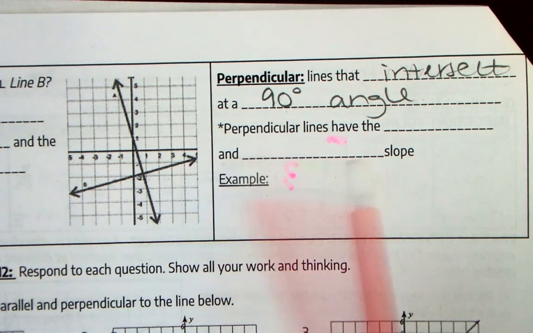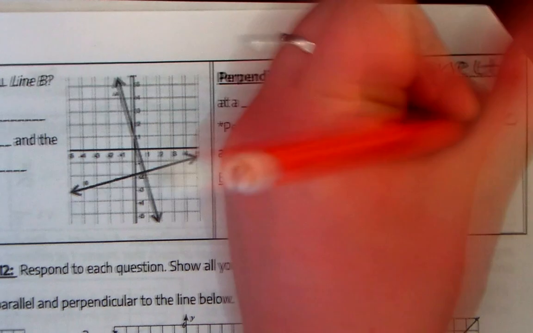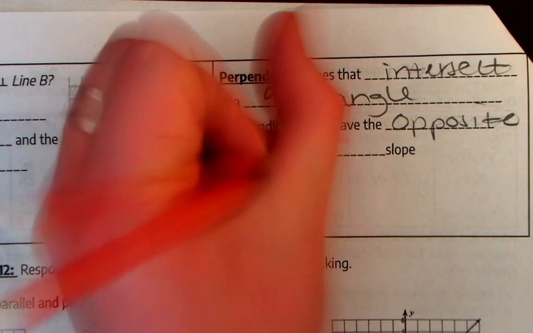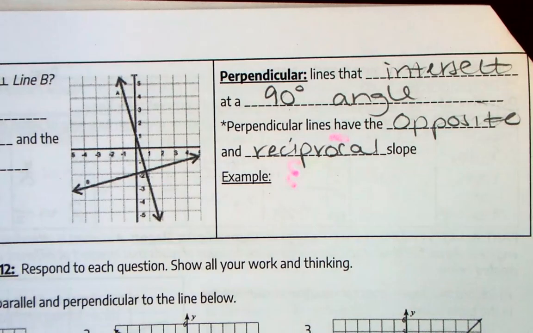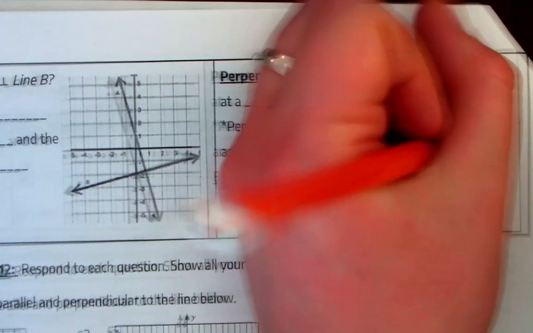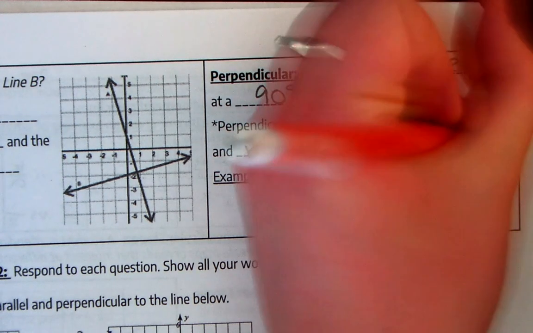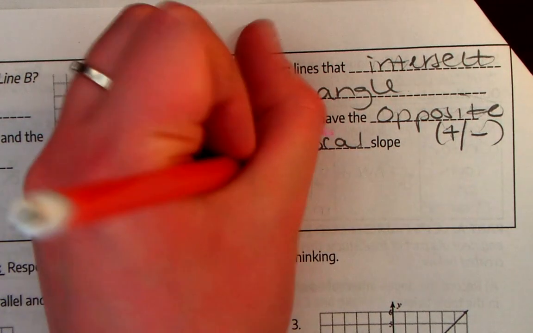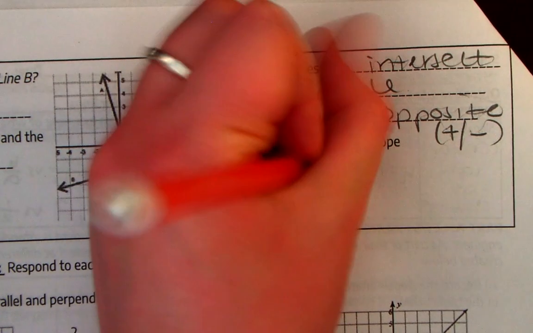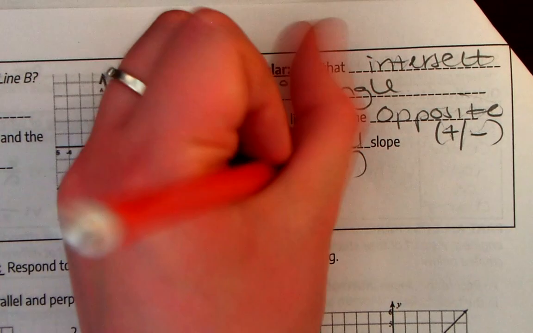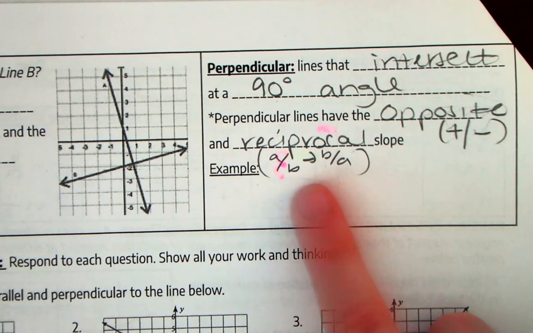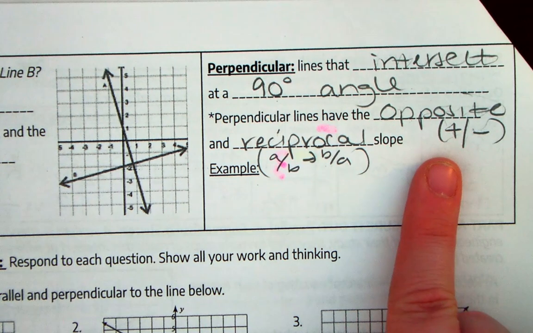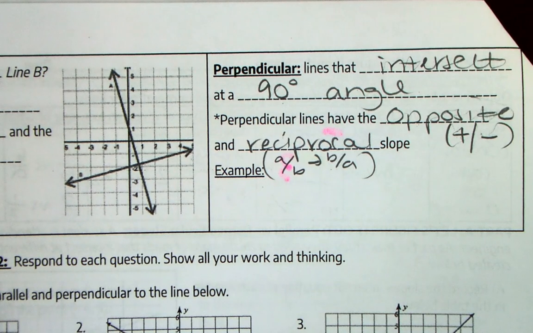It is that perpendicular lines will always have the opposite and reciprocal slope. So remember, opposite is that positive versus that negative. So one slope will be positive, one slope will be negative. And reciprocal is when we take the fraction and flip it. So both of these will be happening with the slopes if the lines are going to be perpendicular and meet at that 90-degree angle.